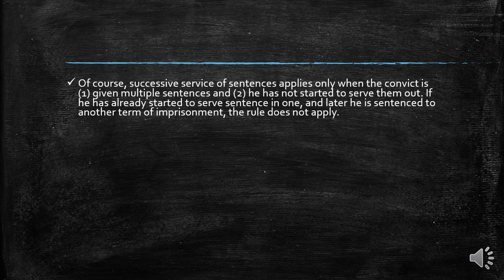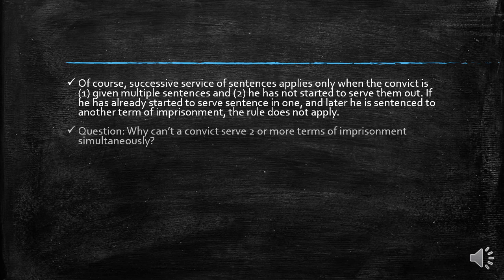Of course, successive service of sentences applies only when the convict is, number 1, given multiple sentences, and number 2, he has not started to serve them out. If he has already started to serve sentence in one and later he is sentenced to another term of imprisonment, then the rule does not apply.